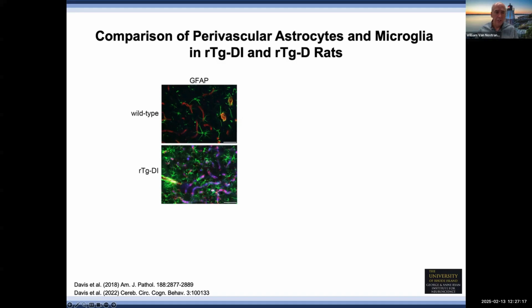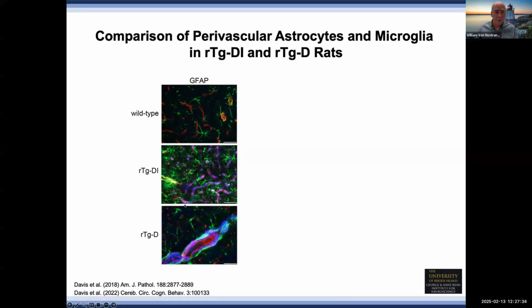In the case of the RTGDI rats, when there's amyloid on the vessels, which is blue, so on the capillaries here now, as I mentioned earlier, this is CAA type 1, it's dysoric. It engages the surrounding parenchyma. We see a very, very strong astrocytic response.